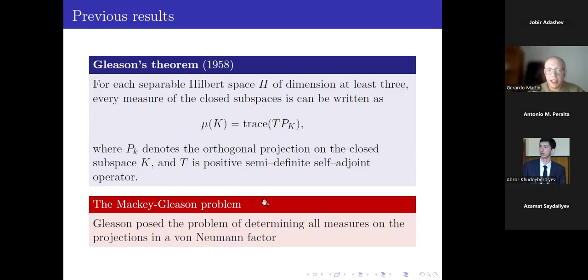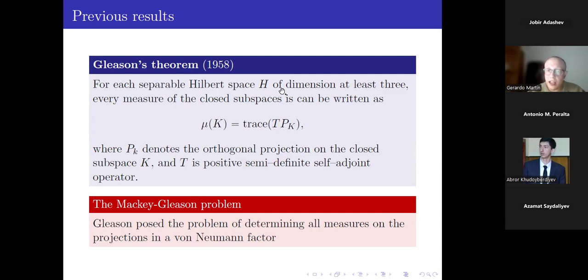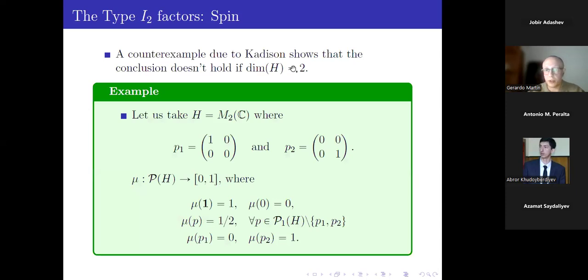Now, the Mackey-Gleason problem: Gleason afterwards posed the problem of determining all the measures on the projections in von Neumann factors. In this case, he was considering a Hilbert space of dimension at least 3. A counterexample due to Gleason shows that the conclusion doesn't hold in case the dimension of the Hilbert space is equal to 2. The counterexample is the following one.